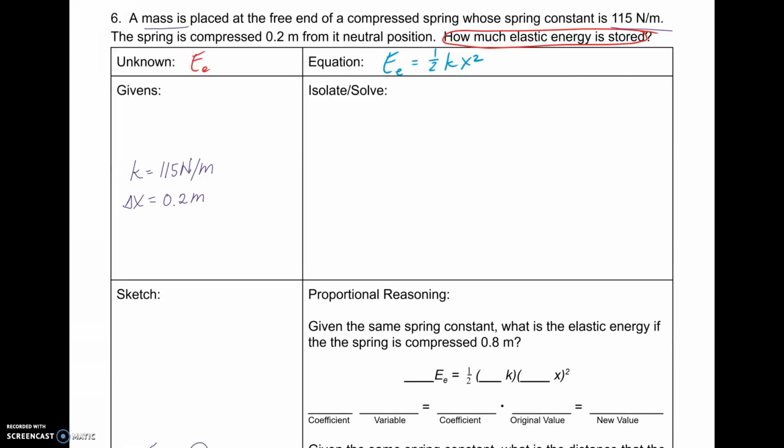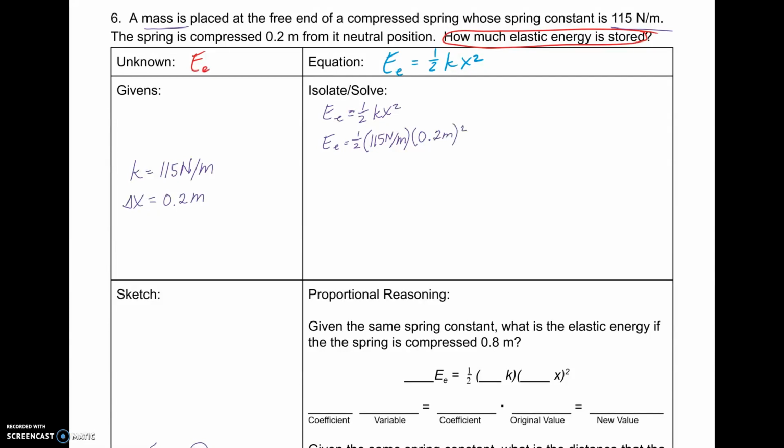Now we're going to go ahead and isolate for our unknown. Well, we actually don't need to isolate since EE is already by itself on the side of the equal sign. So we have 1/2 kx squared. We're going to replace the k value with whatever we have, so we have 1/2 times 115 newtons per meter times the spring compression of 0.2 meters squared.